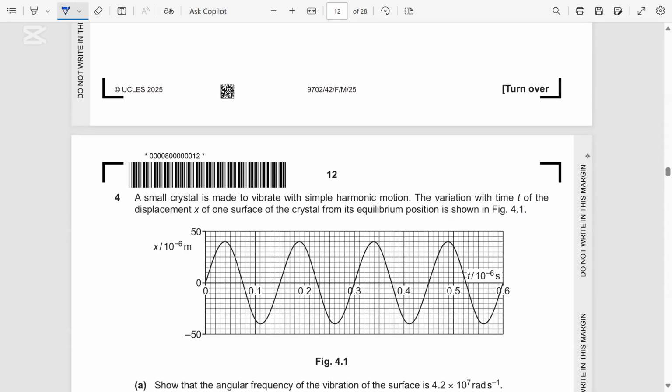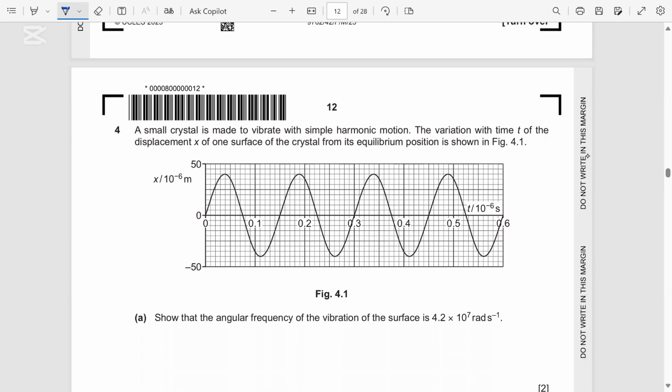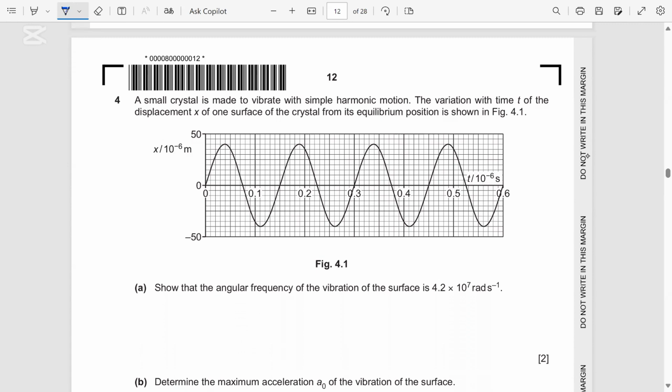A crystal is made to vibrate with simple harmonic motion. The variation with time of the displacement x of one surface of the crystal from its equilibrium position is shown in figure 4.1. You can see here that this is simple harmonic motion. Show that the angular frequency of the vibration of the surface is 4.2 into 10 raised to power 7 radian per second.